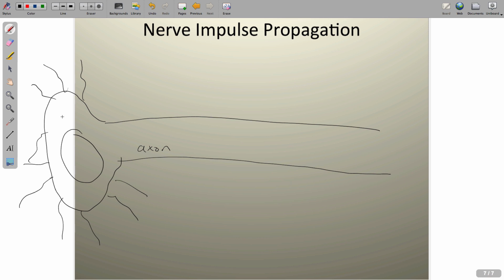Here's the cell body of the nerve cell. And then over here we're going to have an organ. So here's the axon. This is the inside of the axon.